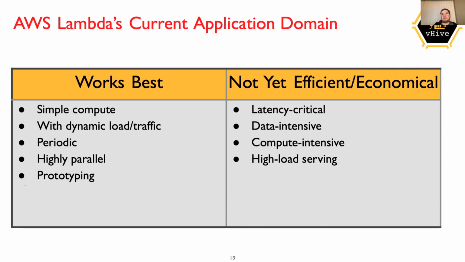Where it's not yet very efficient: if you have latency-critical workloads and you need to produce a response in 2-3 milliseconds. If you have to process a lot of data, like 50 gigabytes, then Lambda wouldn't be an option because it has a 15 gigabyte limit on memory. If you have some compute-intensive workload or high-load serving, then Lambda wouldn't work in this case as well.